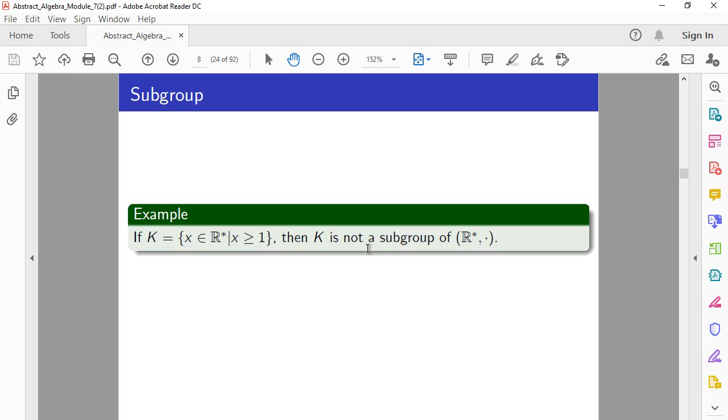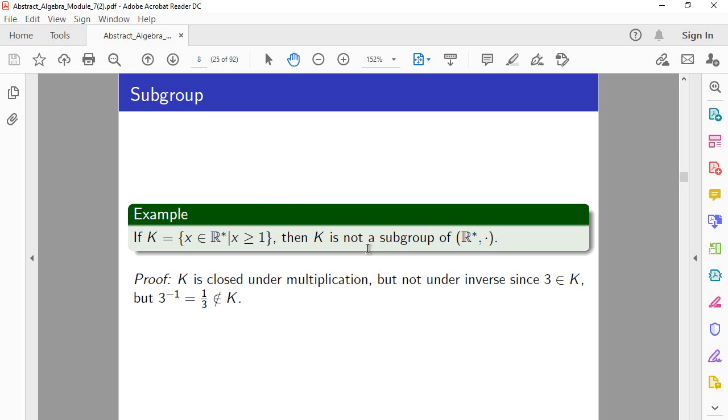However, it's not closed under taking inverse. Notice that the number 3 in K has an inverse 1/3, but that does not belong to K. So we have an element of K that doesn't have an inverse within K. So then we can say that K is not a subgroup of R star.